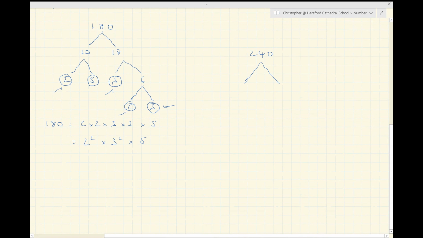And by the way, it ends in a 0, so start with 10 times something. Pause the film, have a go. Okay, 10 times 24, I'm going to do. 10 is 2 times 5, and both of those can be circled. 24, I'll do that as 6 times 4. The 6 will become 2 times 3, and the 4 will become 2 times 2.